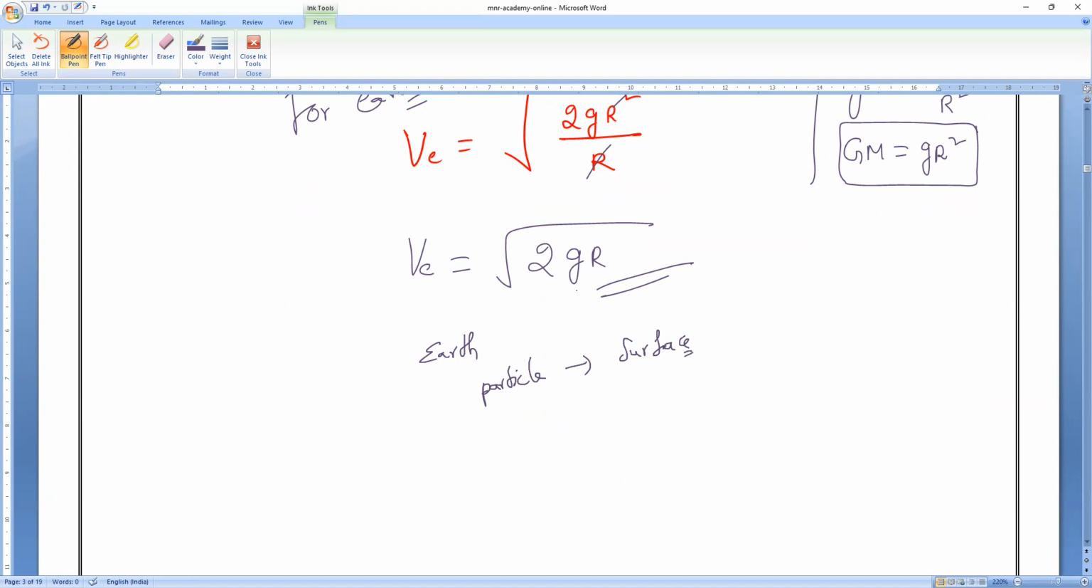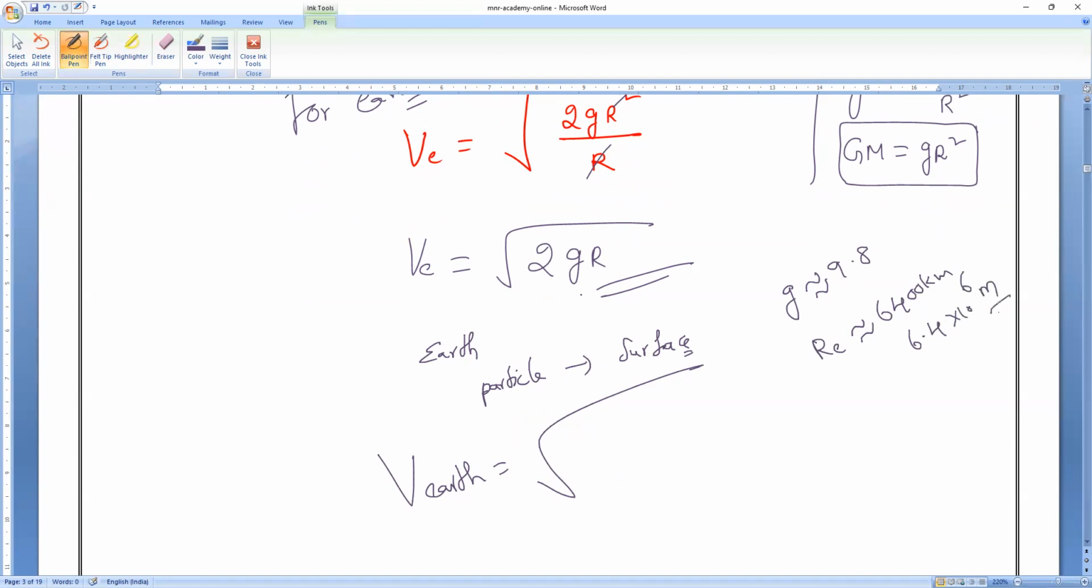So if you want to find the escape velocity of Earth, it is very simple. We all know that the small g value is approximately 9.8 and the radius of Earth is approximately 6,400 kilometers, which is equal to 6.4 into 10 power 6 meters. Substitute the values, 9.8 into 6.4 into 10 power 6, and you will get approximately escape velocity 11.2 kilometers per second. This is what we said.